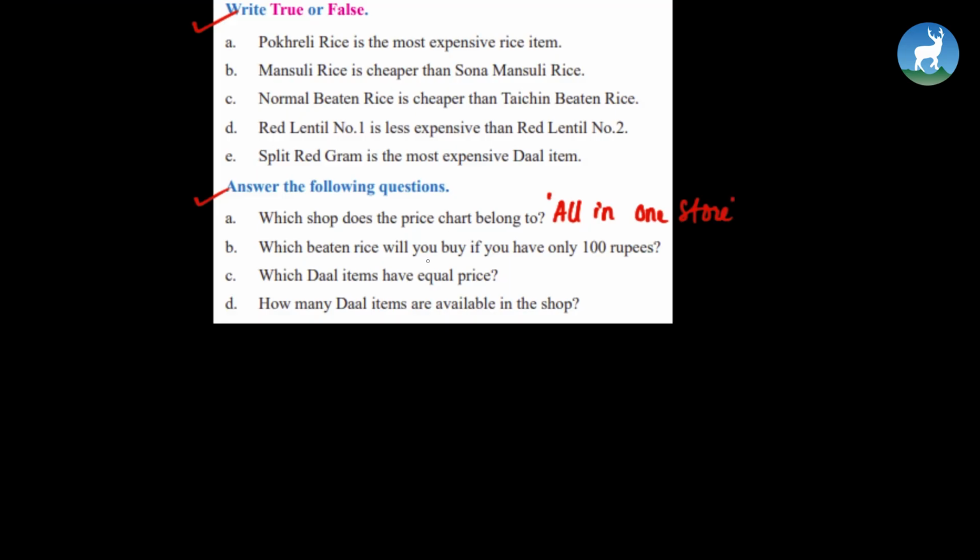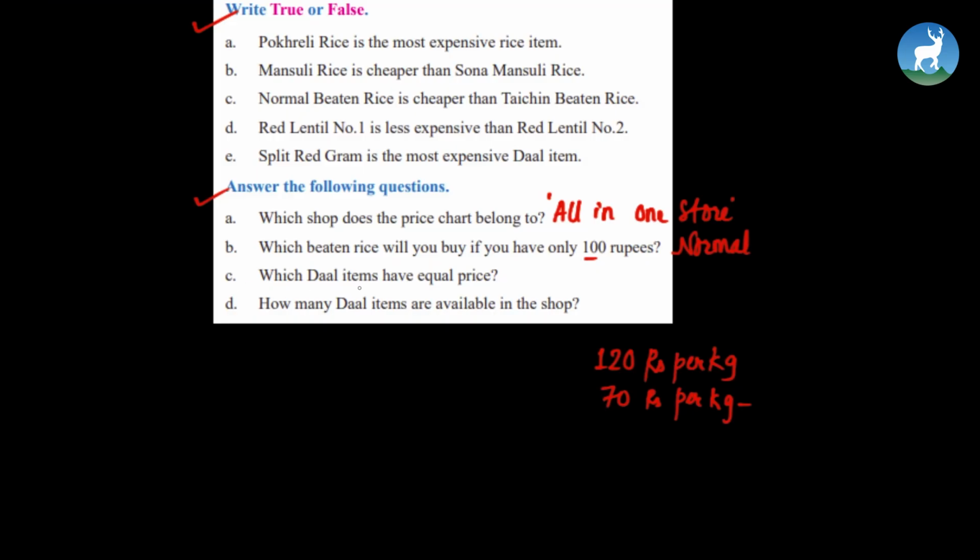Which beaten rice will you buy if you have only 100 rupees? We had read that there were 2 variations of beaten rice. One costs 120 rupees per kg and the other one costs 70 rupees per kg. If I have only 100 rupees with me, I would buy the normal beaten rice, which costs 70 rupees per kg. That would be within my budget.